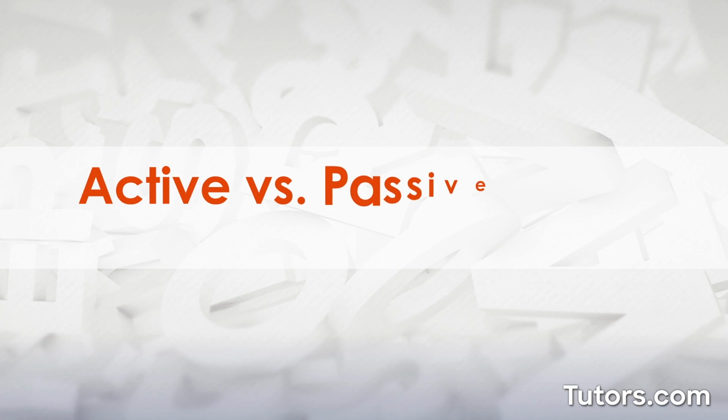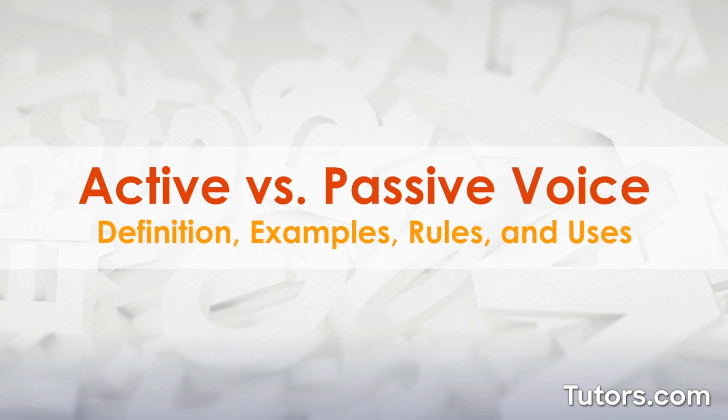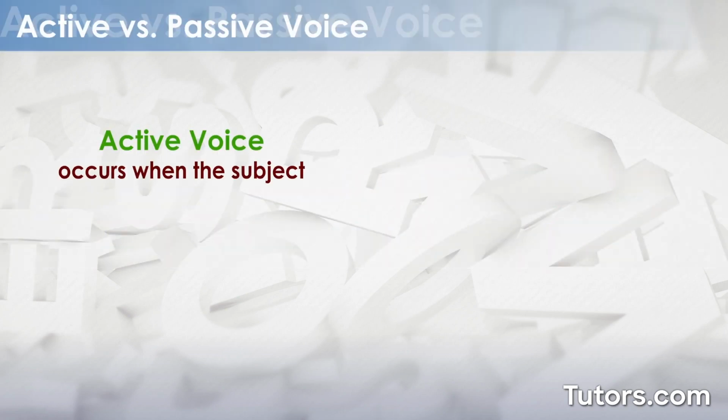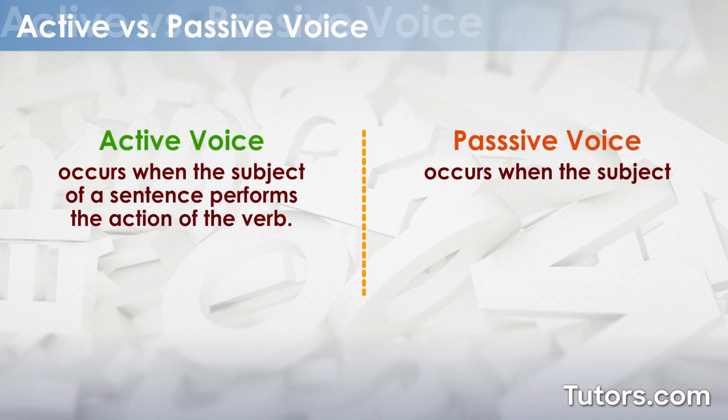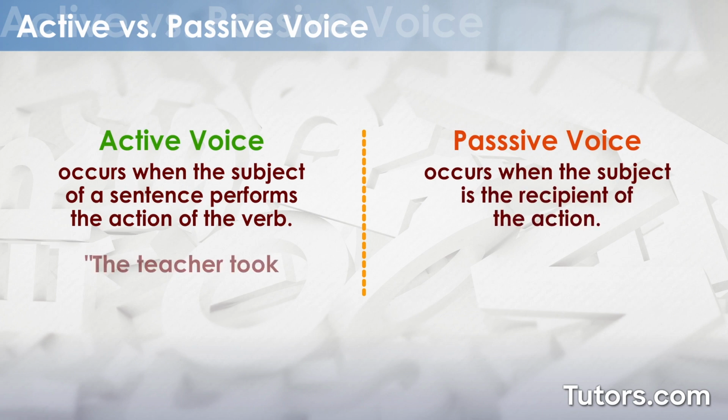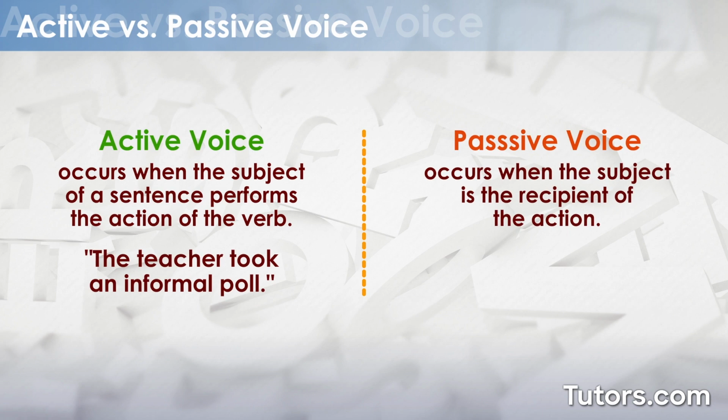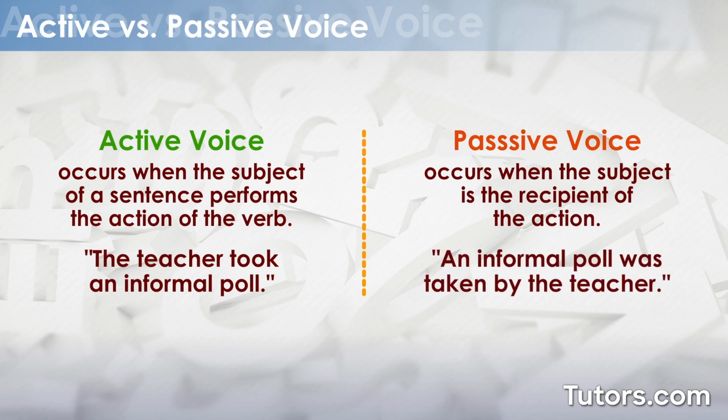Active versus passive voice. Active voice occurs when the subject of a sentence performs the action of the verb. Passive voice occurs when the subject is the recipient of the action. Active voice: the teacher took an informal poll. Passive voice: an informal poll was taken by the teacher.